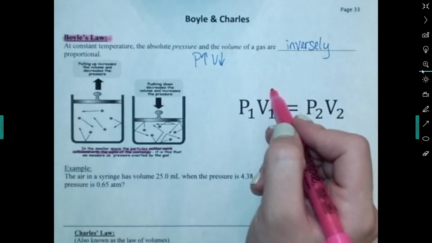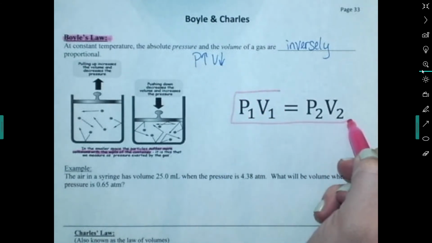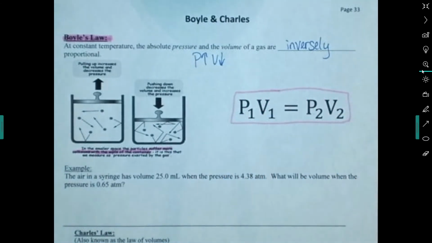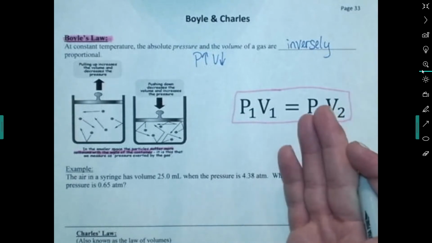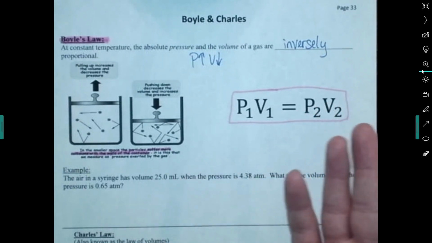Let's take our highlighter and put a big box around this. This is our formula for Boyle's law. Whenever we're given an original pressure and volume and asked to find another pressure or another volume, this is the formula we're going to use.